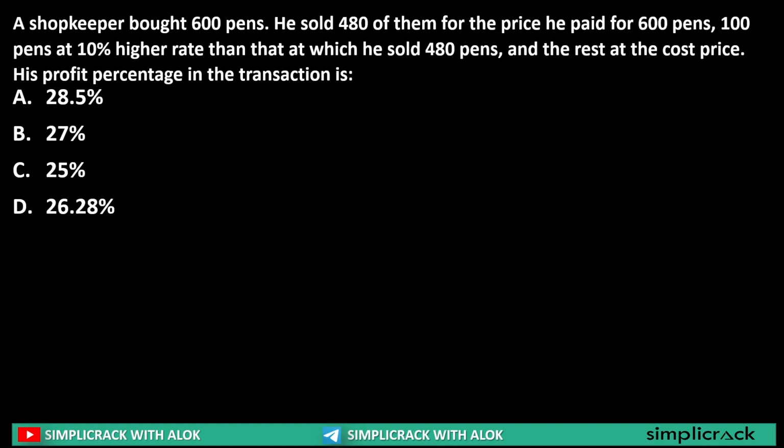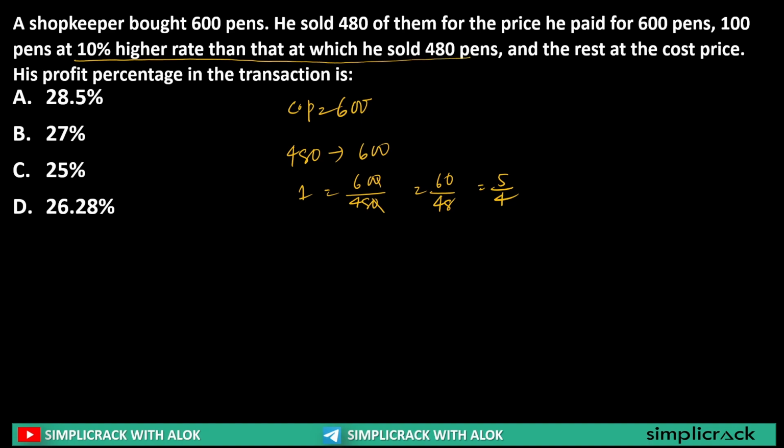Now, a shopkeeper bought 600 pens. He sold them for the price he paid for 600. So let's say he bought 600 pens, cost price 600, each pen 1 rupee. Now he sold 480 pens for 600. So he sold one pen for 600 by 480, 60 by 48, or 5 by 4 rupees. Clear? Yes sir, clear.